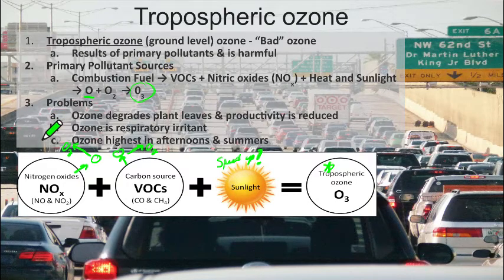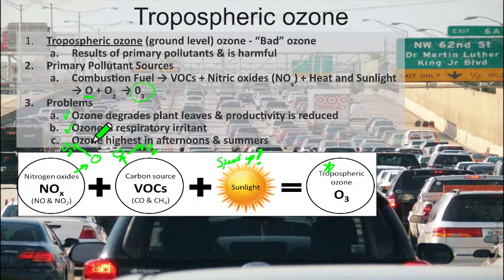So ozone can degrade plant leaves. Directly has an effect on the cells of the plants that are going to allow it to do photosynthesis. So primary productivity is definitely reduced as a result of increasing ozone levels. The ozone can be a respiratory irritant to our lung tissue, as well as just affecting overall health. Eyes getting watery, burning, that kind of thing, itchy. But particularly for the respiratory system, it can be an issue.